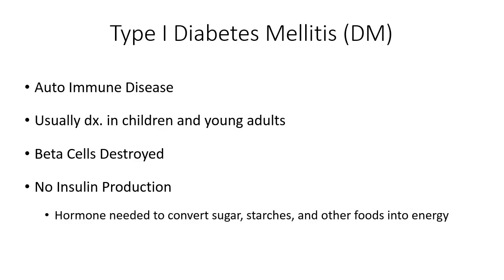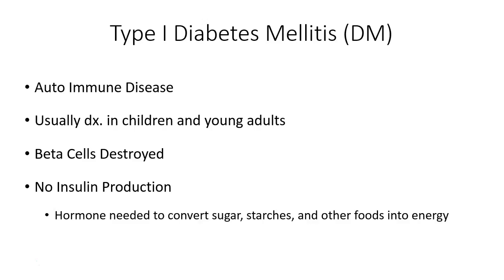All right, so for type 1 diabetes mellitus, as you see in this PowerPoint, you'll see a lot of abbreviations because it's just easier, especially for nursing. So for diabetes mellitus, it's the initials DM. It's an autoimmune disease, usually diagnosed in children and young adults. It's beta cells that are destroyed, and there's no insulin production. Insulin is the hormone needed to convert sugars, starches, and other foods into energy.